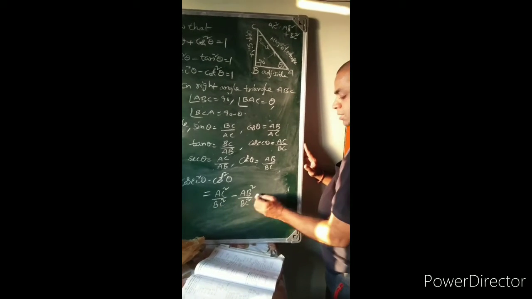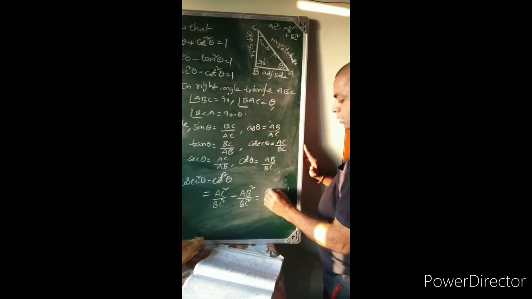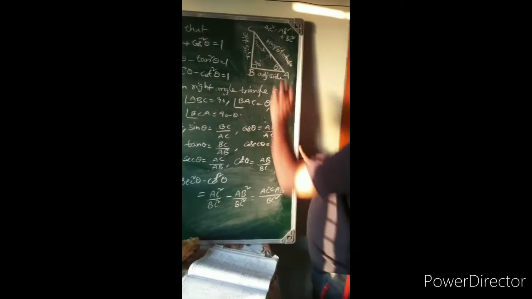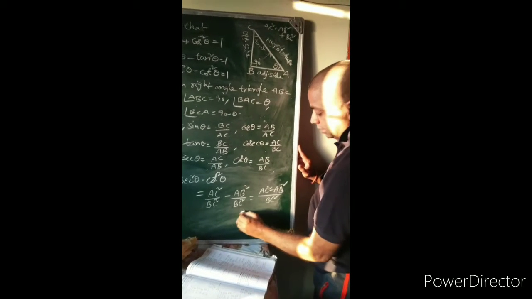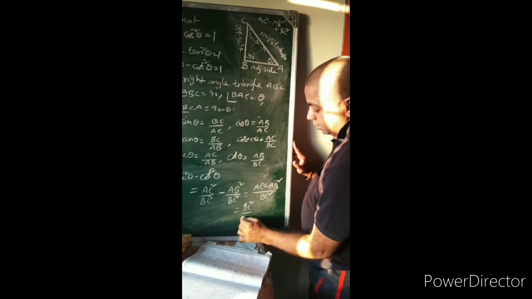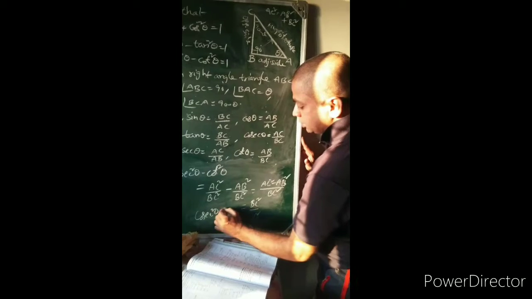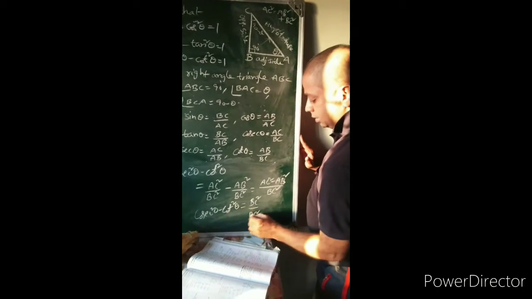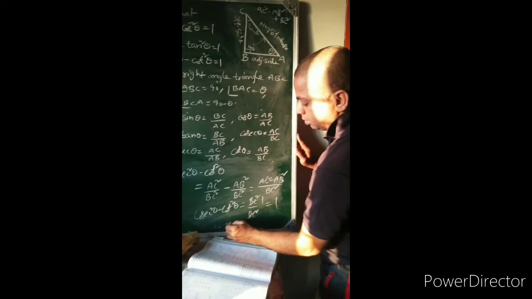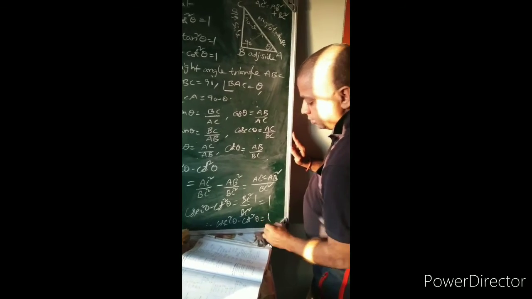What is the LCM of these two? BC square is the LCM. Numerators: AC square minus AB square. AC square minus AB square is exactly equal to BC square. So BC square by BC square, which is exactly equal to cosec square theta minus cot square theta. Cancellation. How many times? One time. Therefore, finally, cosec square theta minus cot square theta is equal to 1.